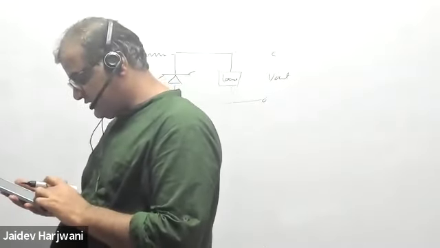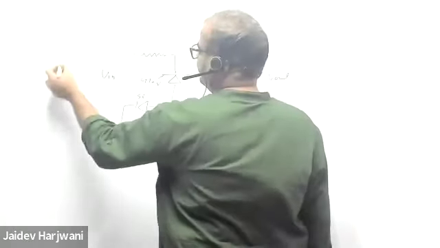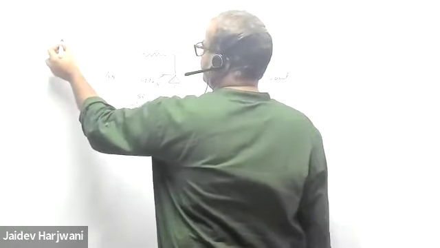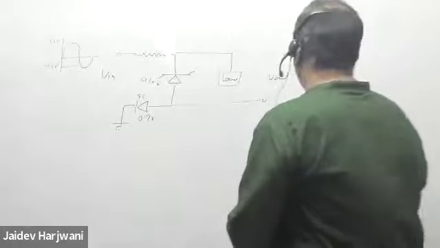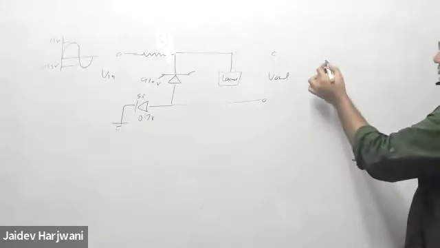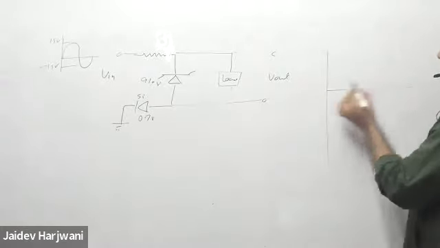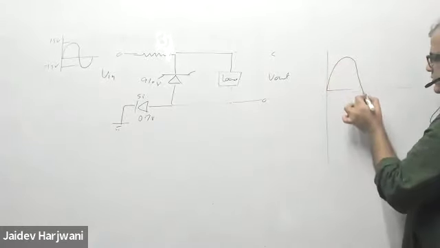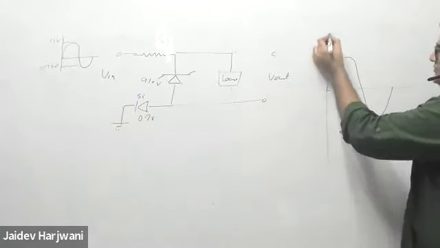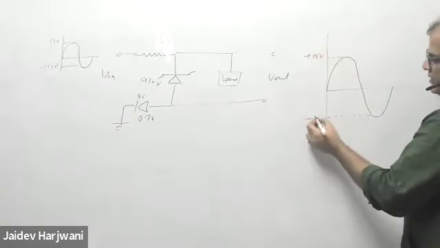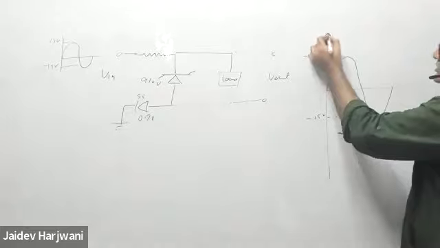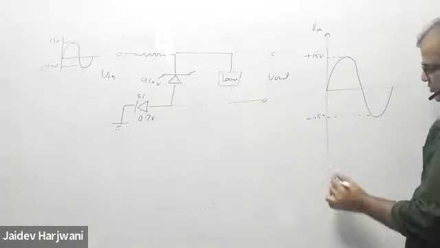Okay, if the input sine wave is 15, you have to basically plot the output. Here you have an input wave which is 15 volt to minus 15 volt, and for this one you have to plot the output wave. So this is your input wave, which is plus 15 volt to minus 15 volt. I want to plot the output wave.